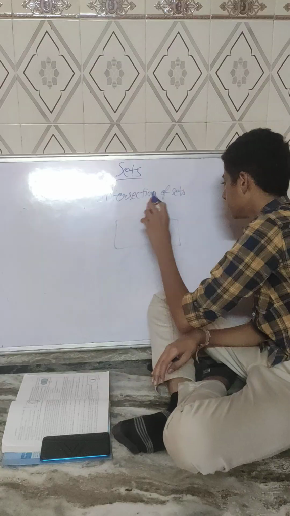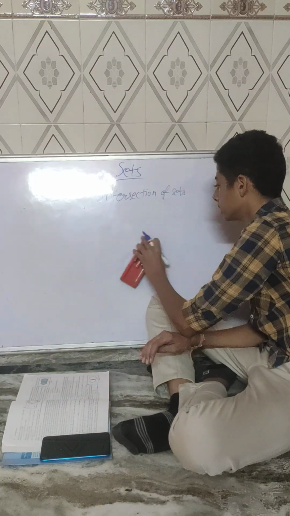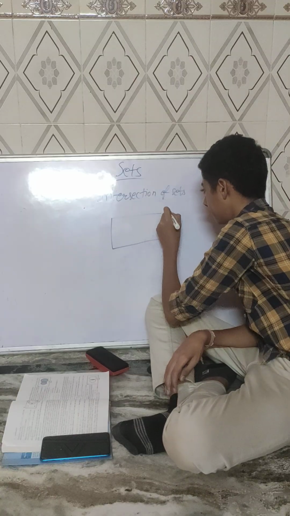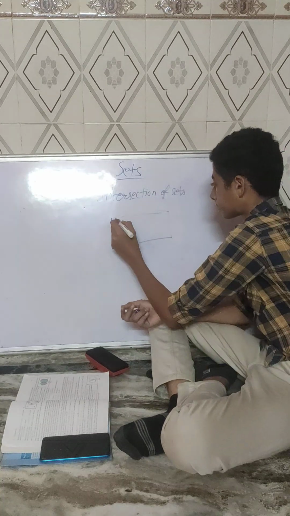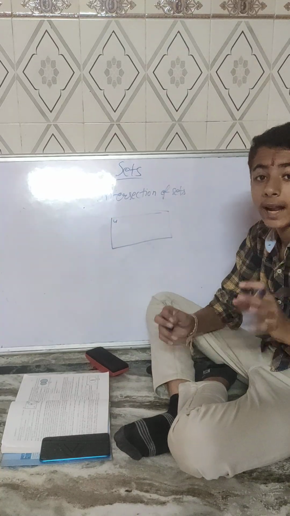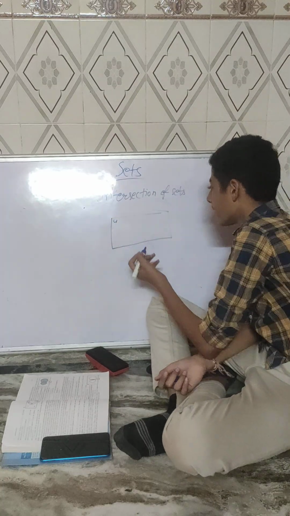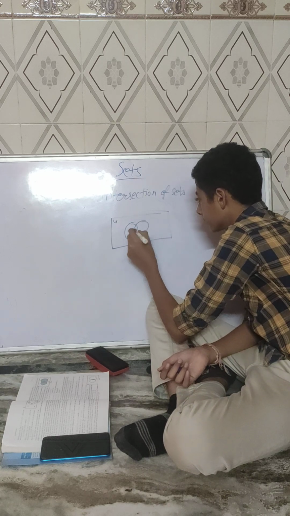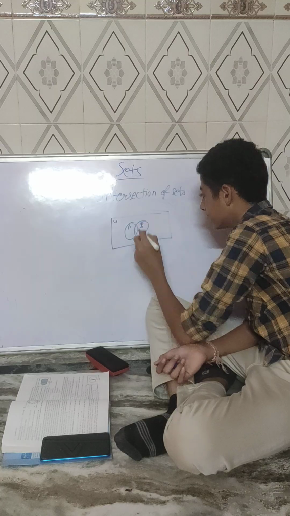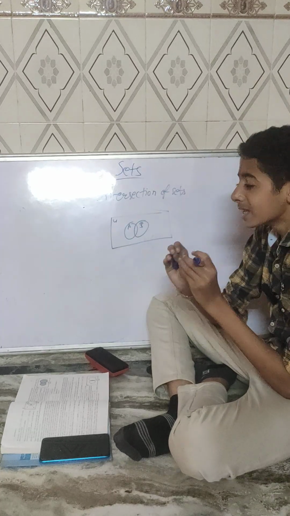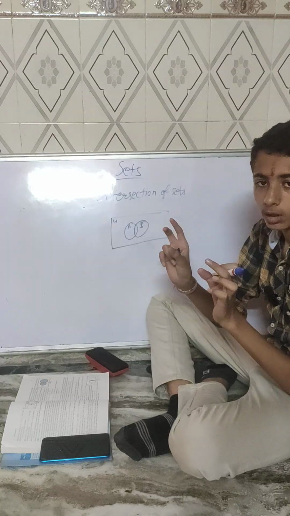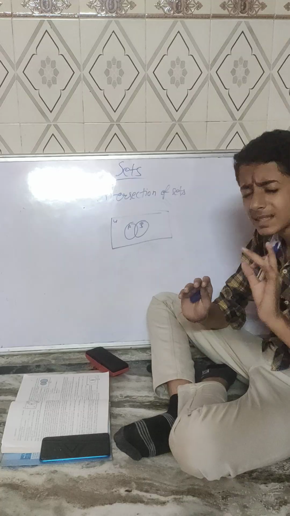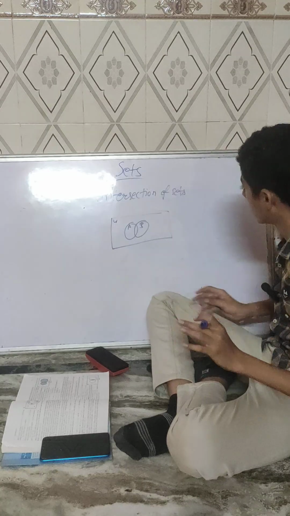So this is our rectangle. No, it's not our rectangle. We'll try to make a more accurate rectangle. Much better. This is our rectangle, and the rectangle is considered as the universal set. Now we have two sets, set A and set B. These two sets have some elements that are common to both.